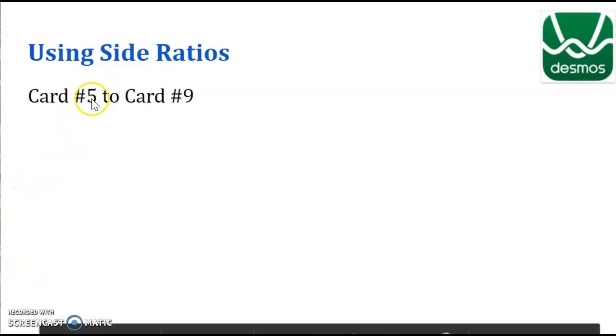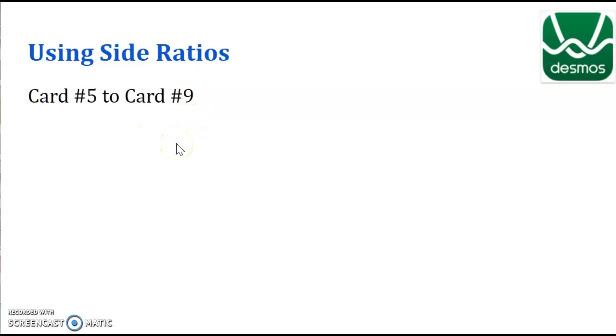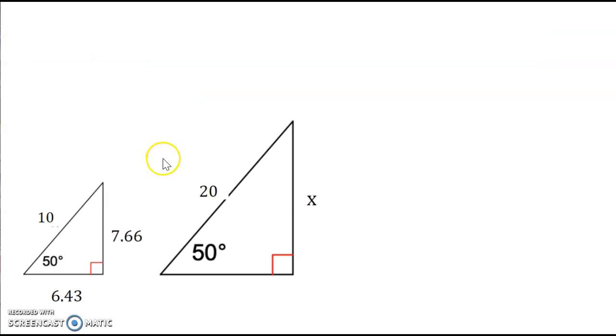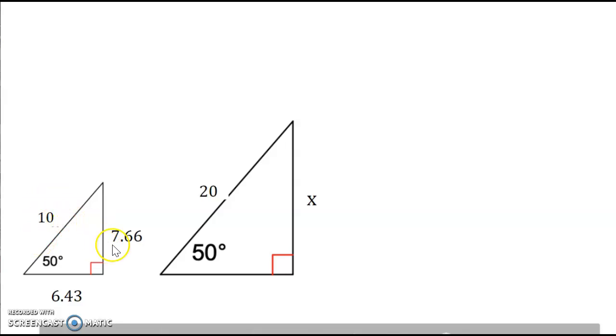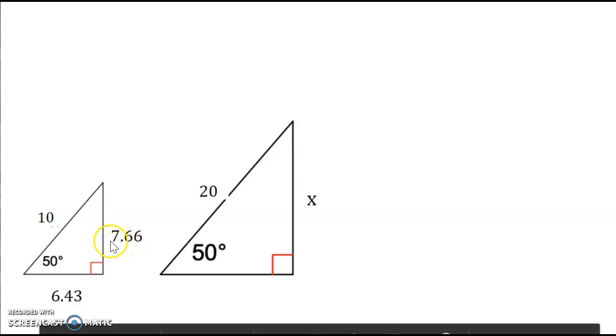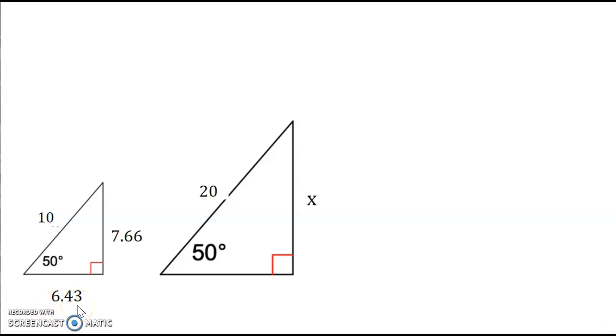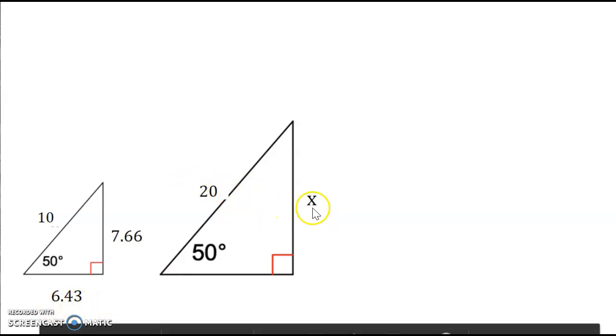So you've just finished cards 5 to 9 for Desmos, where you've used similar triangles to find the unknown length. When you had two similar triangles and you know one triangle has a hypotenuse of 10, the longer leg with side length 7.66, and the shorter leg 6.43, then you can figure out what this is. How did you do that?